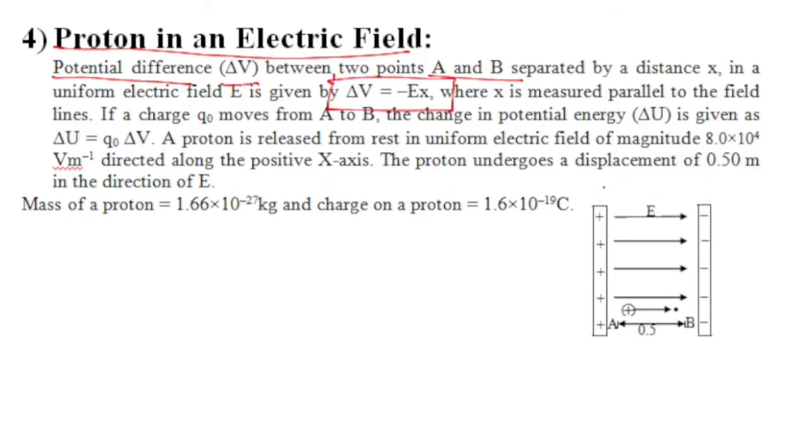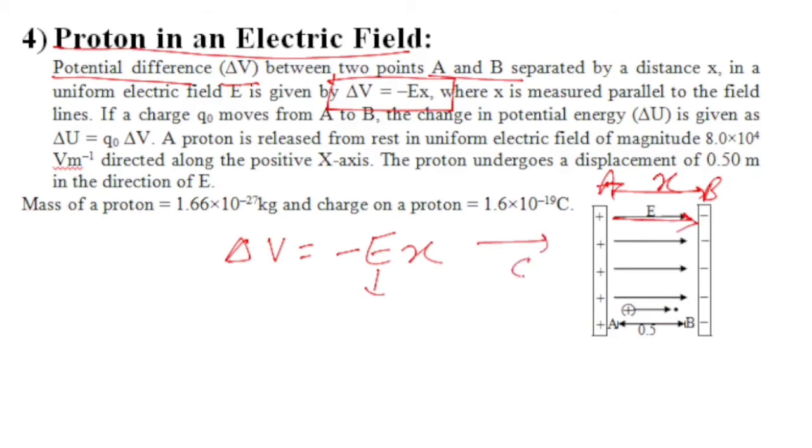Suppose there are two plates. This one is positive plate A, negative plate is B, and distance between these two plates is given as x. So, potential difference between these 2 points A and B separated by a distance x is given by delta V equal to minus E x. E is electric field and x is measured parallel to the field lines. Field is from positive to negative charge. This is direction of field, this side from positive to negative charge, and x is a distance in the direction of this field.